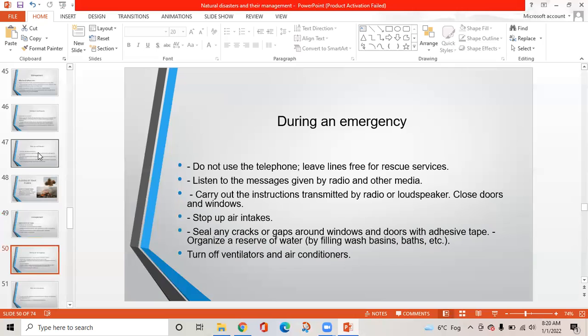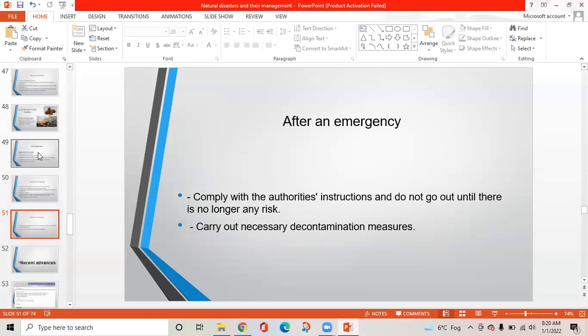Close doors and windows, stop up air intakes, seal any cracks or gaps around the windows and doors with adhesive tape, organize a reserve of water, and turn off ventilators and air conditioners. After an emergency, comply with the authorities' instructions and do not go out until there is no longer any risk. Carry out necessary decontamination measures.